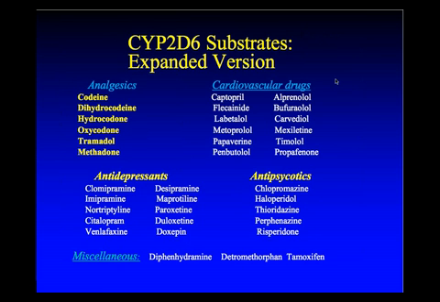An expanded version of the 2D6 table: if you look at the analgesics that I have highlighted there in yellow, codeine, dihydrocodeine, hydrocodone, oxycodone, tramadol, and methadone are all metabolized to a certain extent, or maybe solely, by 2D6. And I mention the antidepressants here as well and the antipsychotics because they're frequently used in the chronic pain management scenario.